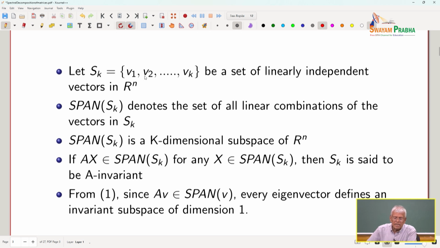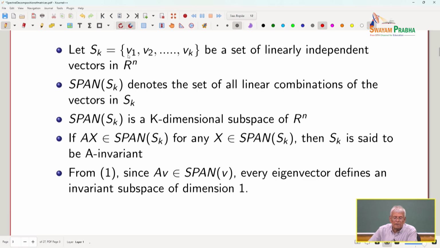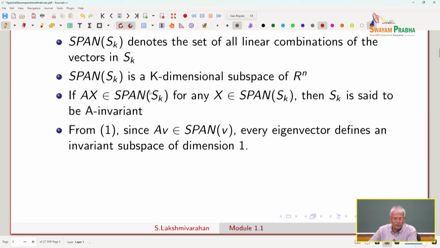Let Sk be a set of linearly independent vectors in Rn. That means each vector v1, v2, through vk is a vector in Rn. So, I am considering a set of k linearly independent vectors in the set Sk. The k refers to the number of vectors in here, and one of the properties of the vectors is that they are linearly independent. The span of Sk denotes the set of all linear combinations of vectors in Sk. The span of Sk is a k dimensional subspace of Rn.